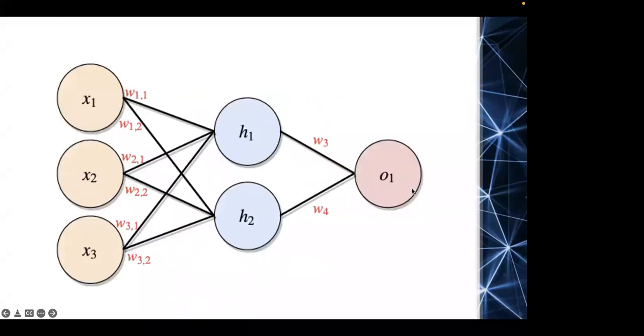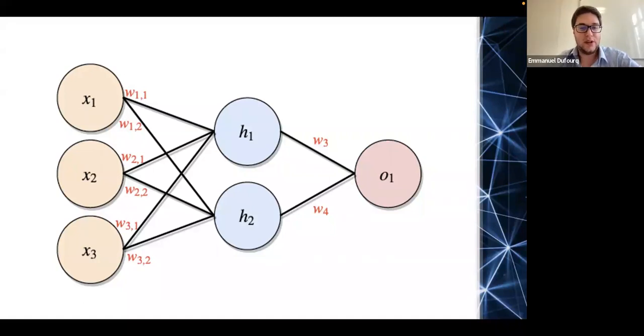Okay, so this is the same idea. It's just that I will color code it to be very visual. We have a 2-layer neural network where we have 3 input units, 2 hidden units, and 1 output unit.